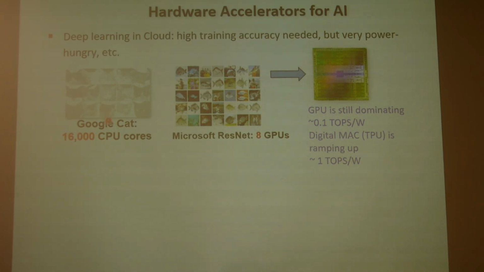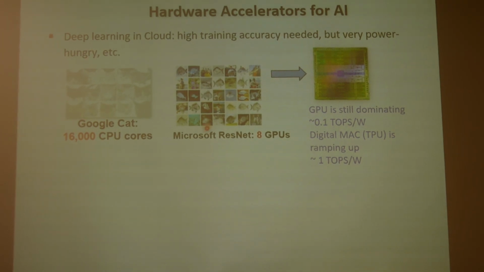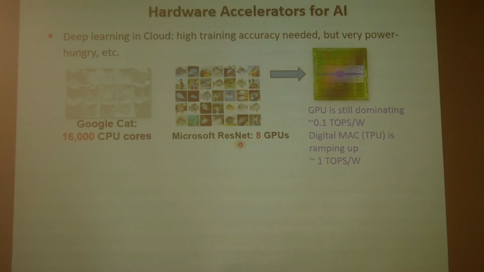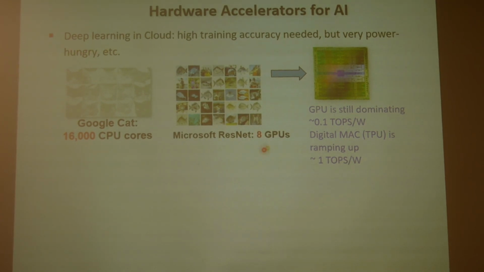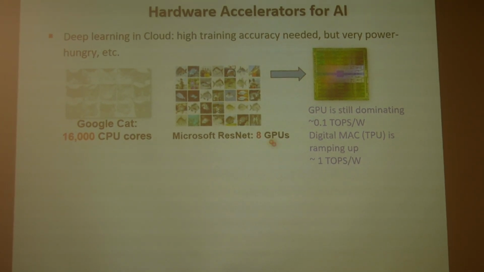For example, Google Cat is an algorithm to recognize a cat face in YouTube videos. It uses 16,000 CPU cores in the cloud, and it takes about 100 kilowatts over 3 days to train the network. And the Microsoft ResNet, used for ImageNet classification, uses 8 GPU accelerators.